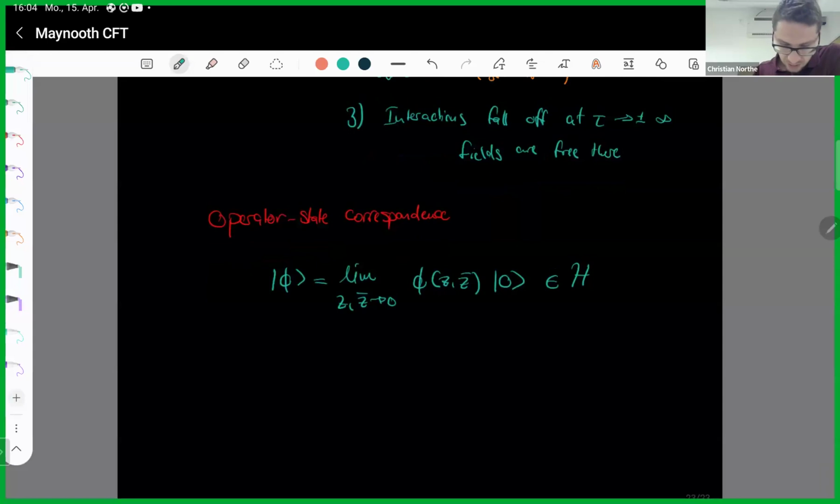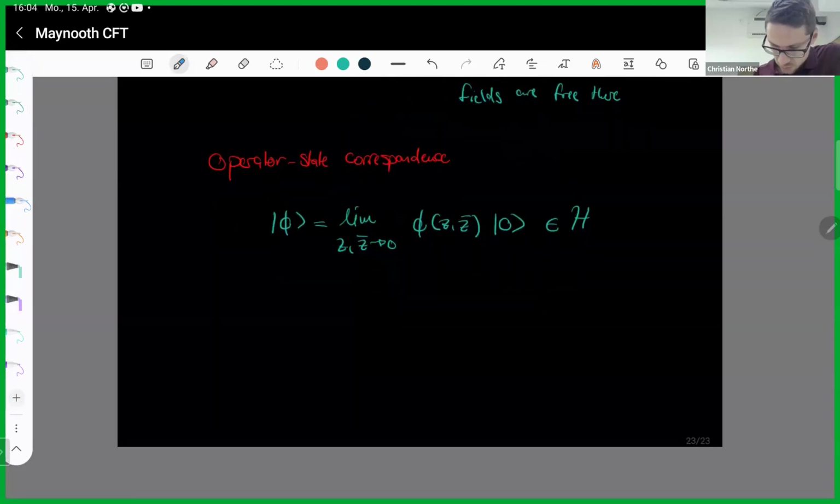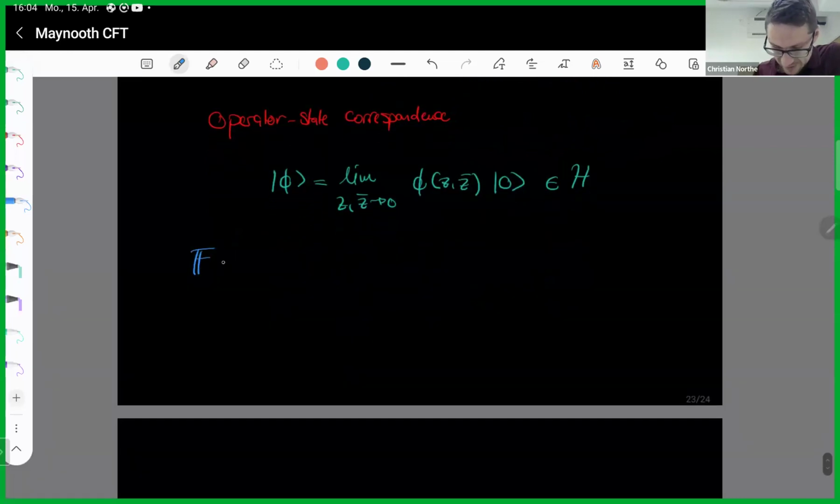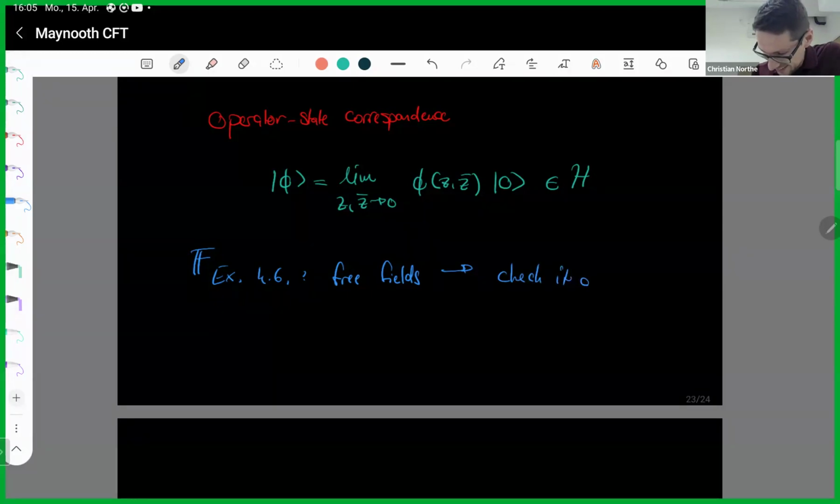And in the notes, I have you do an exercise, exercise 4.6, for free fields, bosons and fermions, where I just ask you to take a look at how that works. Free fields, check it out.